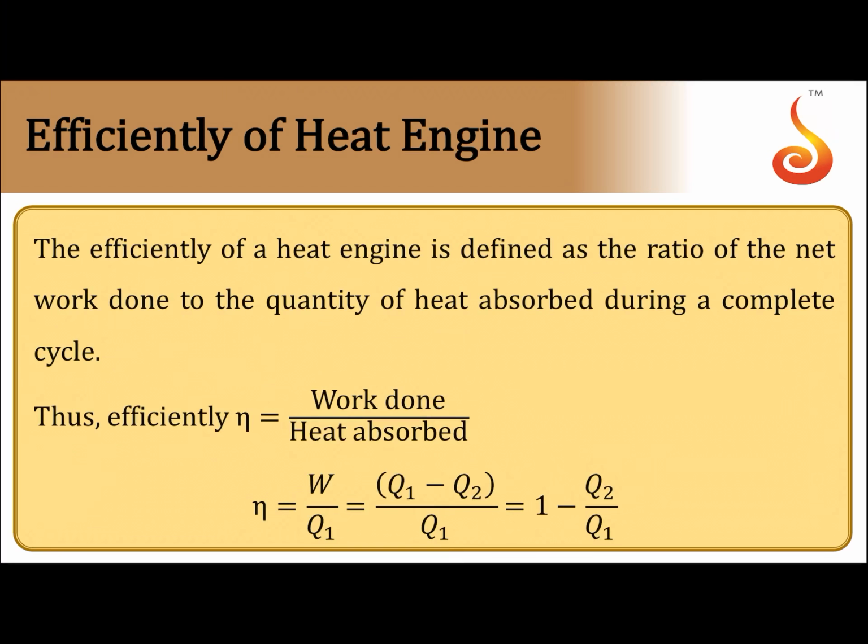The efficiency of a heat engine is given by work done divided by heat absorbed per cycle, so W divided by Q1. If Q2 is the heat rejected to the sink, then Q1 minus Q2 gives you W from conservation of energy. Then (Q1 minus Q2) divided by Q1 gives you eta, that is efficiency, which is equal to 1 minus Q2 by Q1.